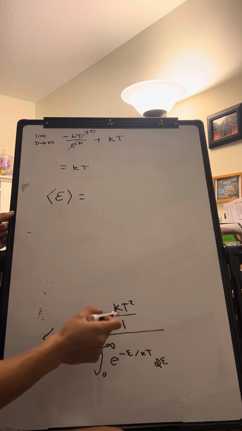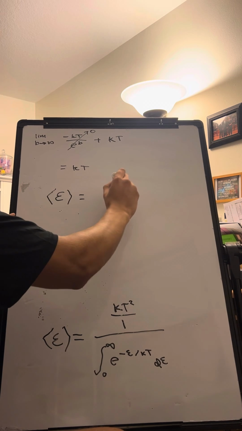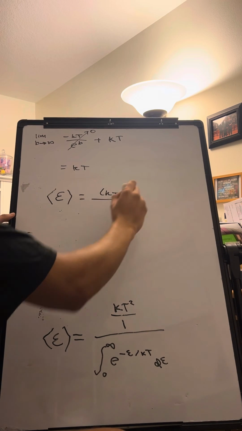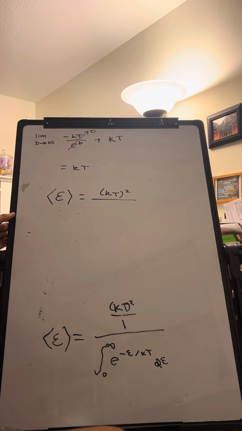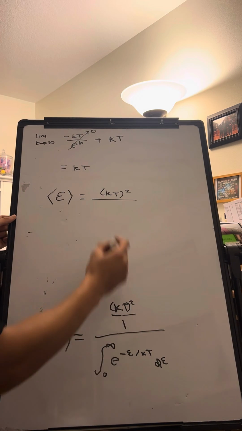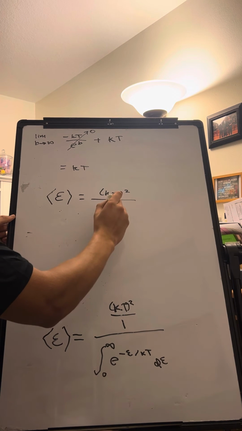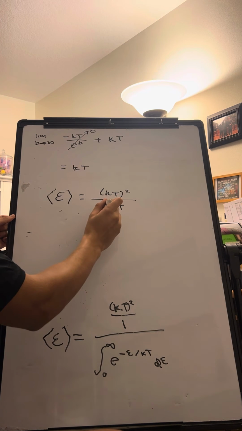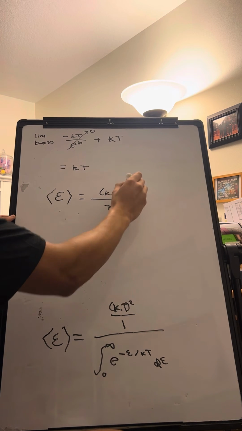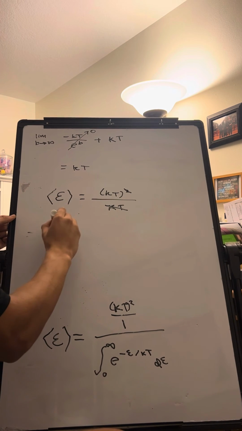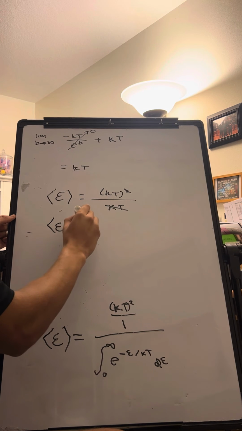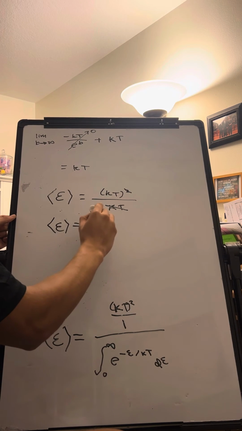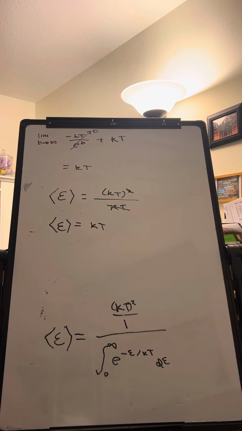And kT squared over 1 is just kT squared. And then we solved for this integral, and we got kT. So kT squared over kT is just kT. So you get epsilon is equal to kT.